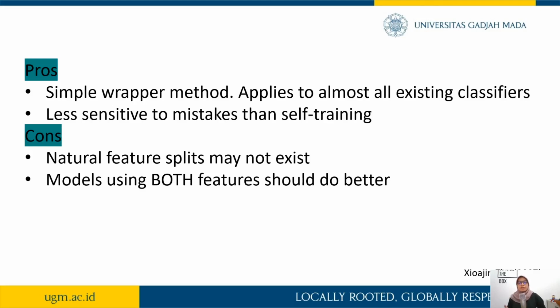So there are some pros and cons regarding this algorithm. The pros: co-training is a very simple wrapper method, same as self-training, and it can be applied to almost all existing classifiers. And compared to self-training, it is less sensitive to mistakes. But the cons: a natural feature split might not exist. It probably does not exist for every data set. And at some point, a model using both features should do better, right?